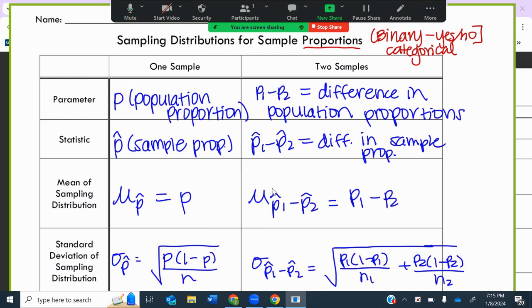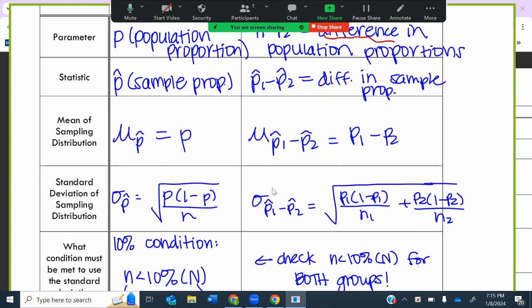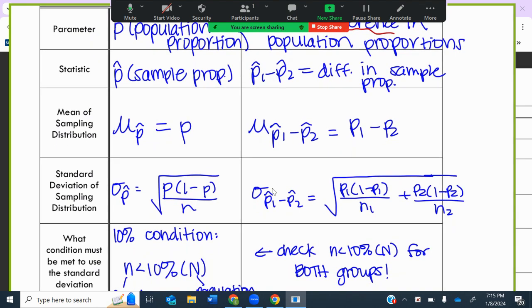So we have our parameters, one population or one sample or two. And remember, with two, we're always doing the difference when there's two because we're comparing groups. Our statistics is what comes from the sample. So that could be p hat from one sample or p hat 1 minus p hat 2 if we're comparing two different samples. The mean and standard deviation are provided on your formula sheet.